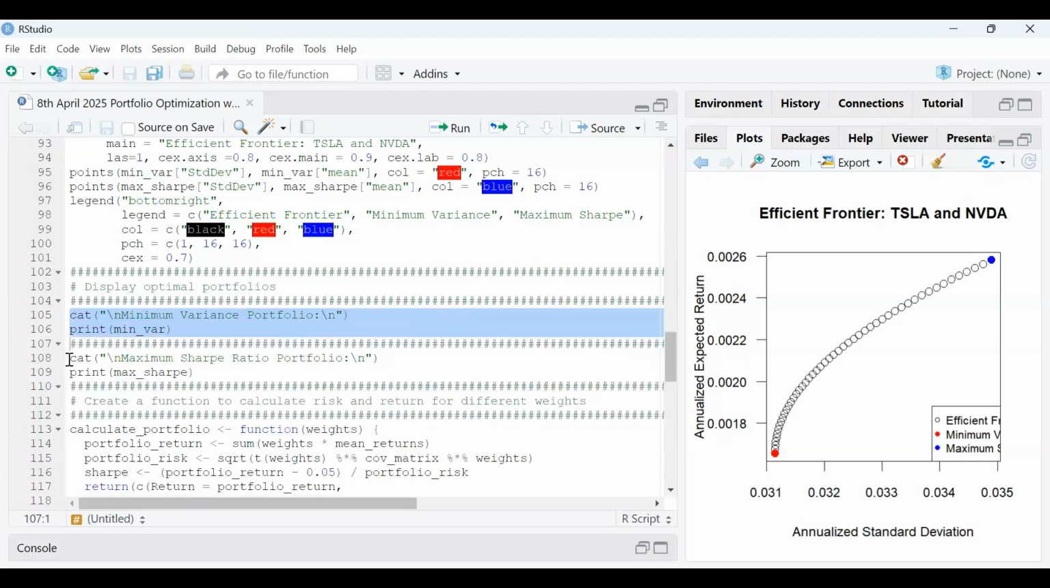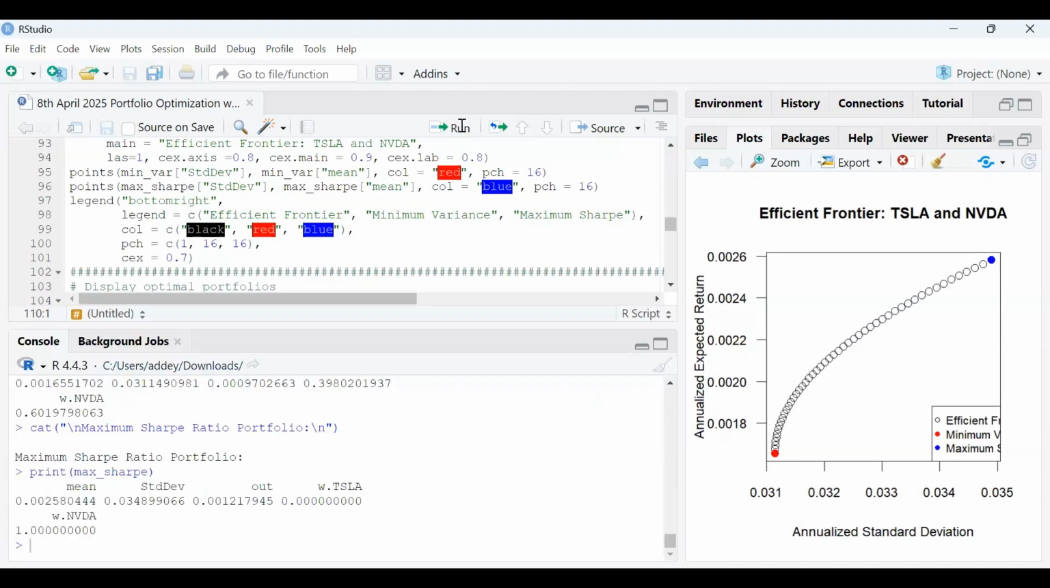I can also look at the maximum Sharpe ratio or the tangency portfolio. So if I print that one in lines 108 and 109, it is telling me that my maximum Sharpe ratio portfolio has an expectation of 0.0025 with a standard deviation of 0.034.